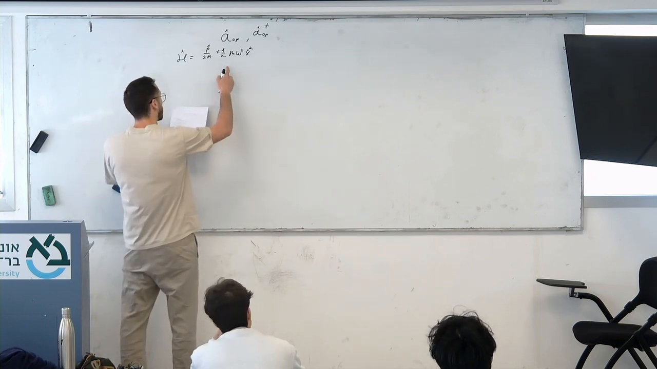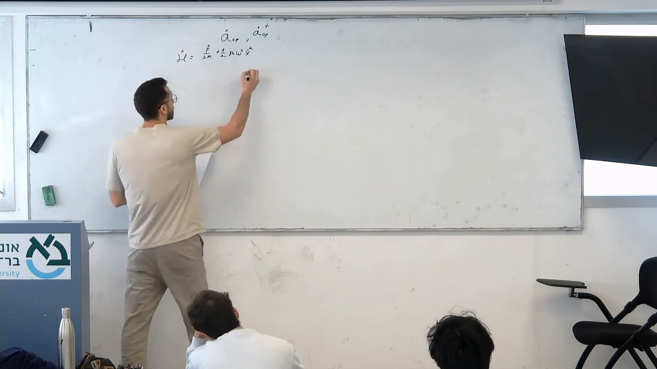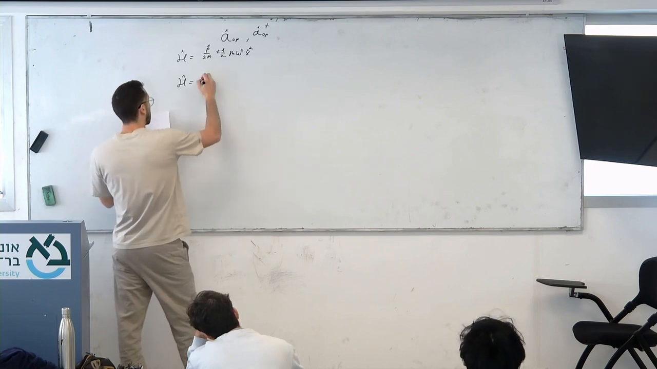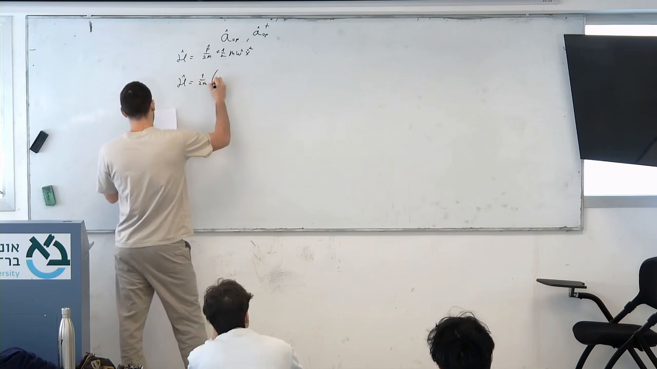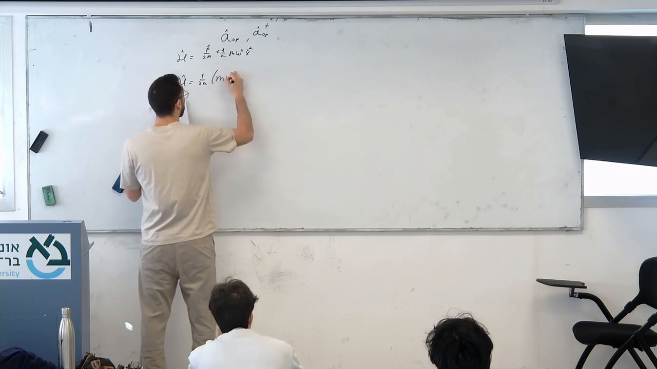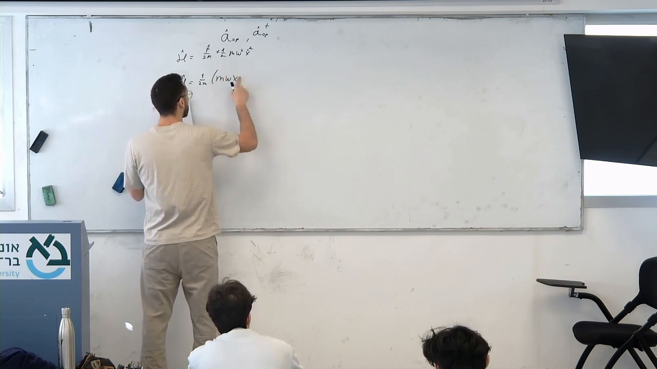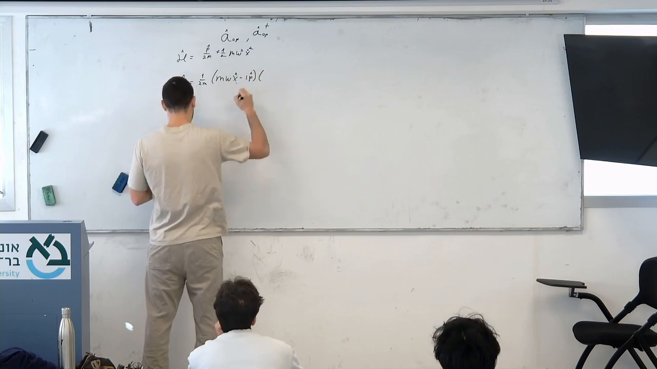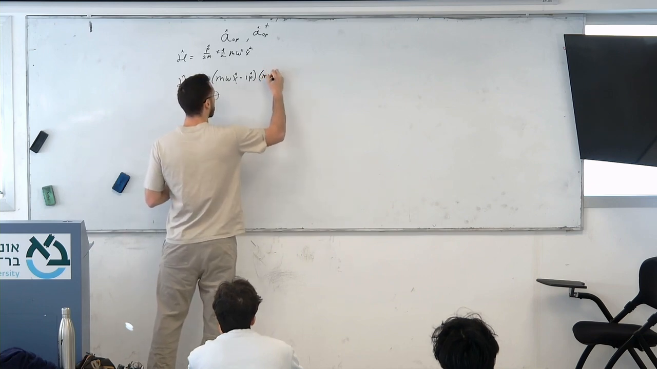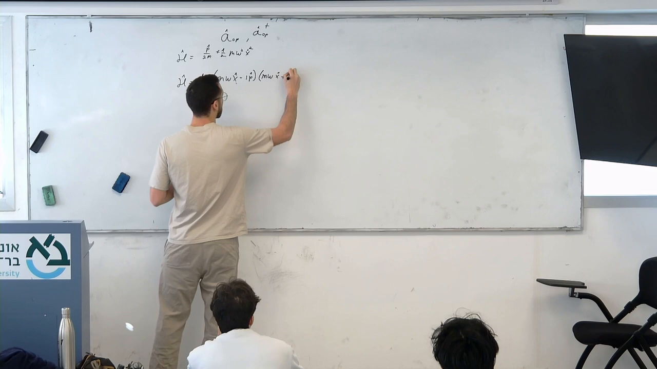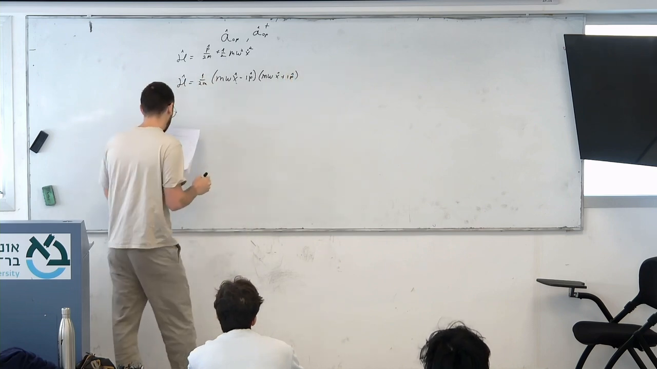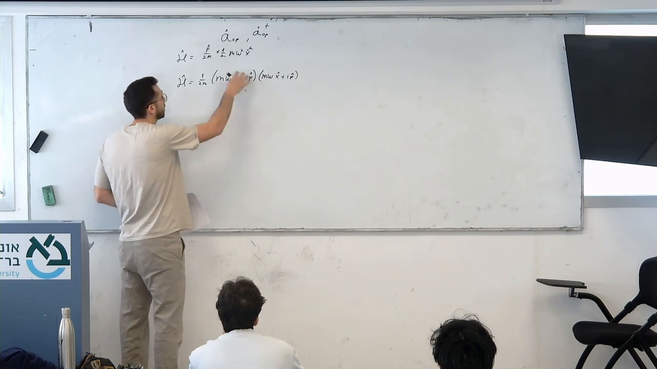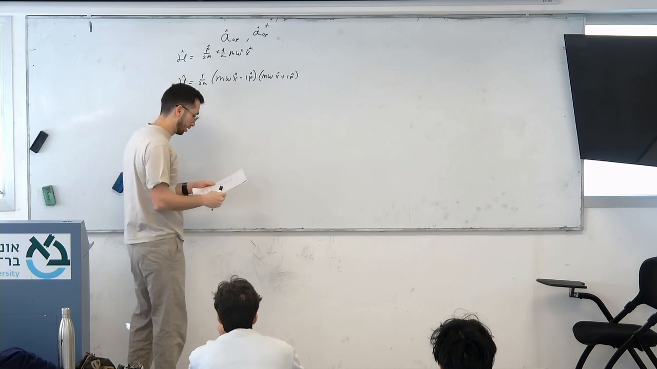So, we can write this as: Hamiltonian is equal to 1 over 2m times m omega x operator minus iP operator, times m omega x operator plus iP operator. Great. You can open the parentheses and see you get the same result.